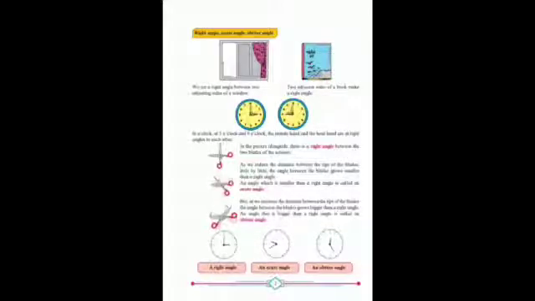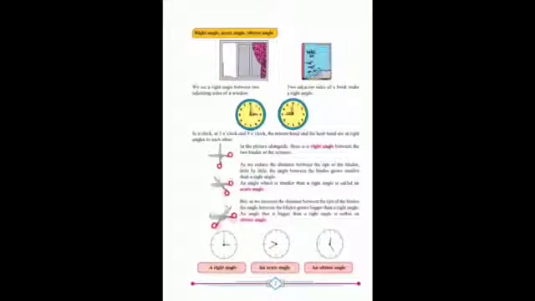Students, see the next picture. The book. Every day we use different types of books and notebooks. The adjacent sides of a book make a right angle. Below you can see a clock. When the clock shows the time 3 o'clock and 9 o'clock, the hands of the clock are at right angles.